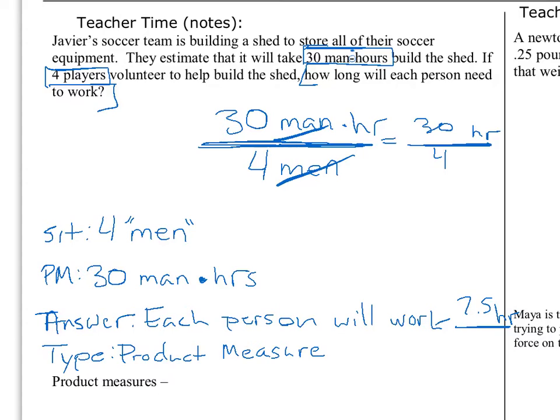So while we have a conceptual idea of how man hours works, and we probably could have figured out that this was a division problem, it was the units that checked that work for us. Because we're going to run into some other product measure problems that are not going to be as intuitive, things that you may not know about, okay?